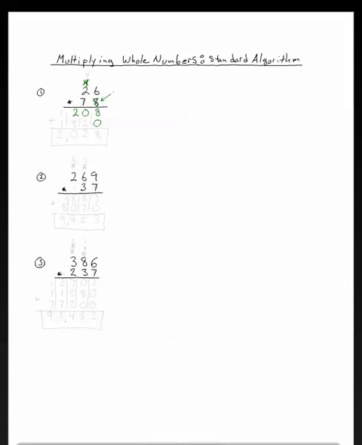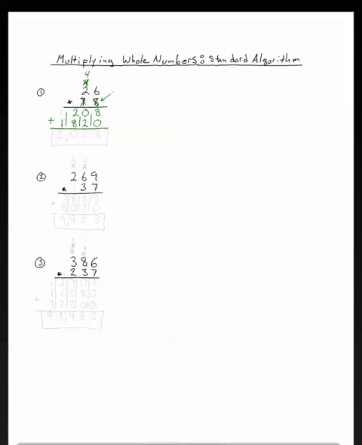So now we say 6 times 7 is 42, so we keep our 2 and carry our 4. And then we do 2 times 7 is 14, and 14 plus 4 is 18. So we're done with the 7, and we don't have any more digits to multiply. So we go ahead and add these up. I like to draw lines between my columns to make sure I add the correct numbers.